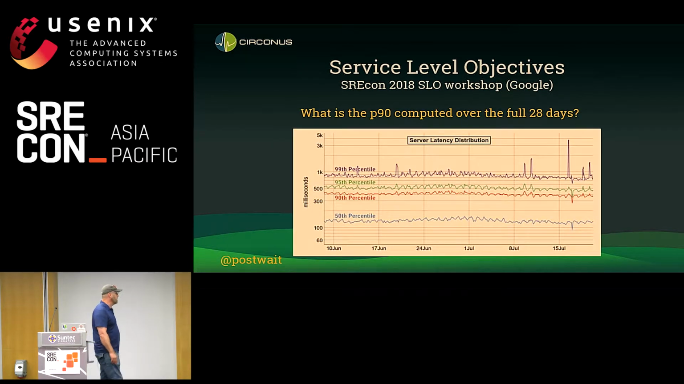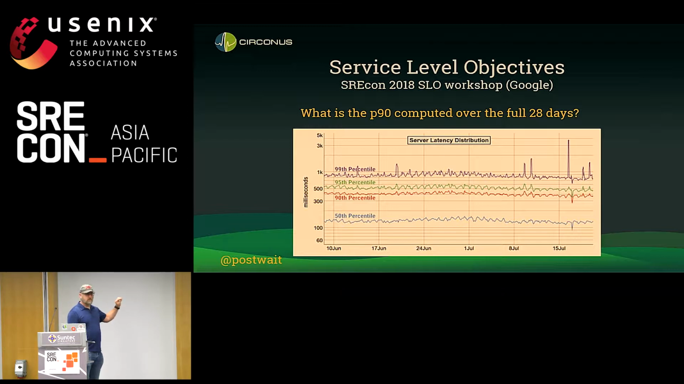So I'm sure people have seen graphs that look like this. This is actually a snapshot out of the Google workshop from 2018. This graph shows you the latency in milliseconds on the y-axis and time on the x-axis, and it's showing you a running 50th percentile, 90th, 95th, and 99th. Does anybody have a graph that looks like this in their org that they look at?